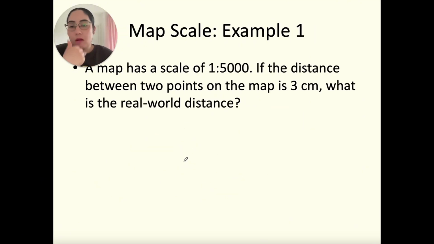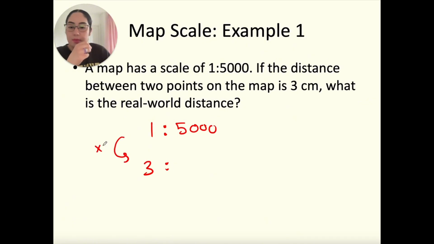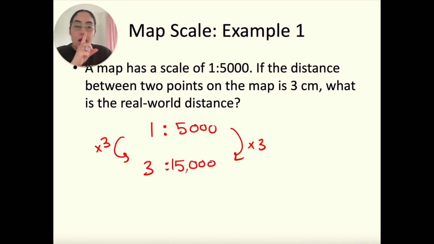Let's keep going. Let's look at a map example or a scale example. A map has a scale of 1 to 5,000. If the distance between 2 points on the map is 3 centimeters, what is the real world distance? Okay, so we're saying 1 centimeter on paper represents 5,000 centimeters in real life. So if on paper we measure 3 centimeters, again, we're scaling up, so we multiply that part by 3. We're going to multiply the other part by 3 as well. 5 times 3 is 15. We're going to place the zeros in front. So 3 centimeters on the map represents 15,000 centimeters in real life.